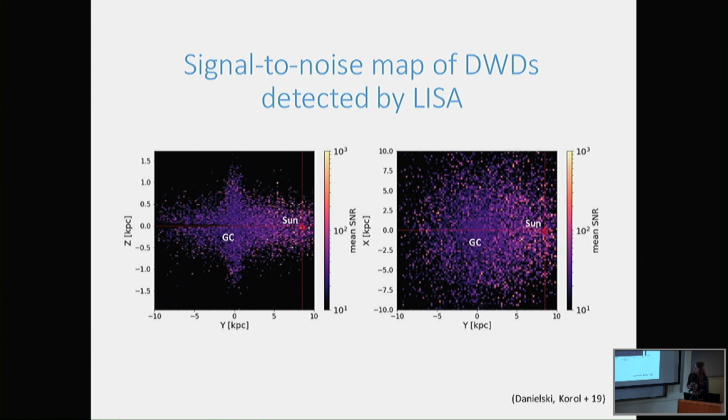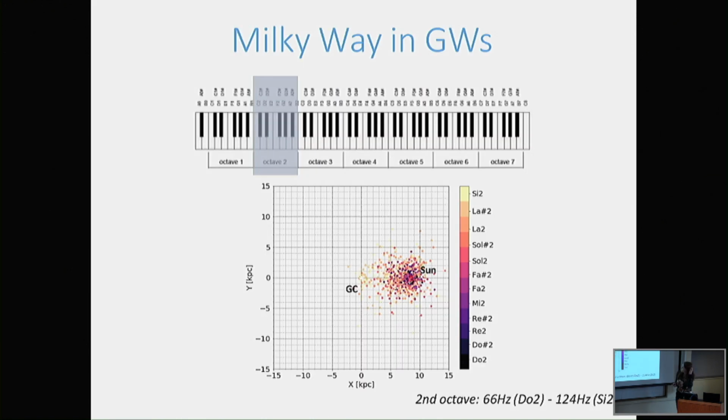And I found a cute way of visualizing this by working at the music project. So here I basically took all the binaries in my galaxy, and I translated their frequencies into the piano frequencies. I divided them in octaves and then in notes. So here I'm showing you the second octave, and as you can see, we're mainly exploring space around us.